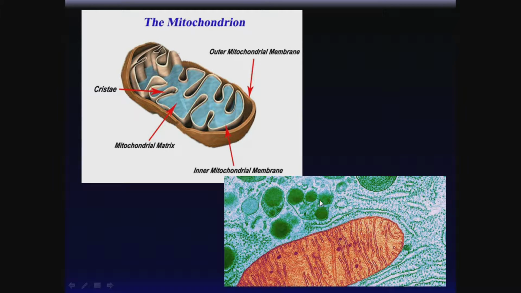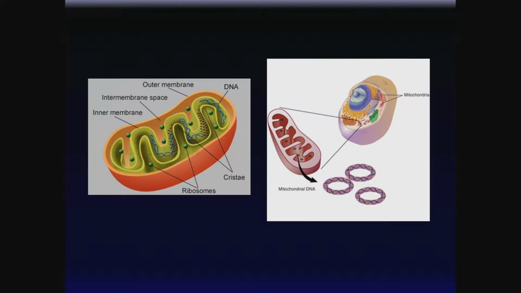And this is an electron micrograph of a mitochondria. Here's another detailed representation of the mitochondria. Look how different mitochondria are. There's no thylakoids in the mitochondria.